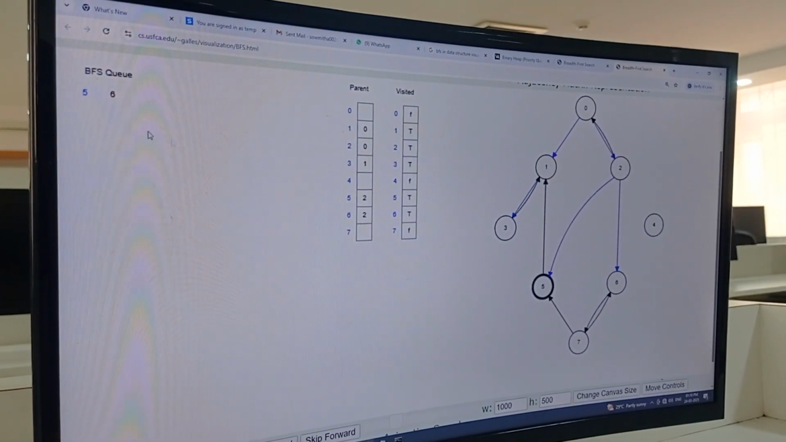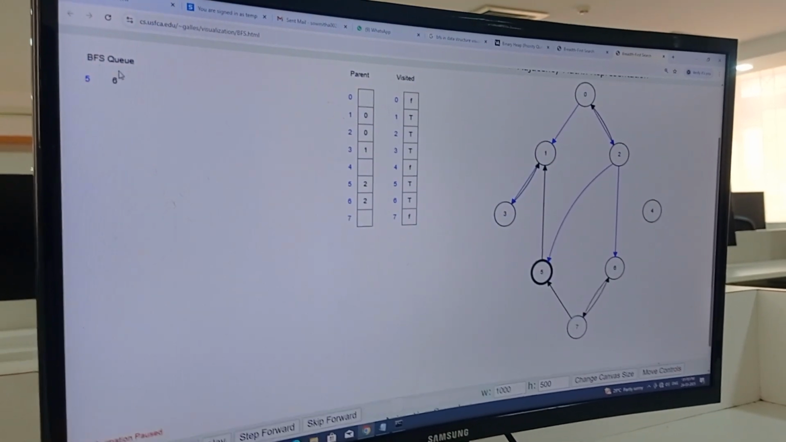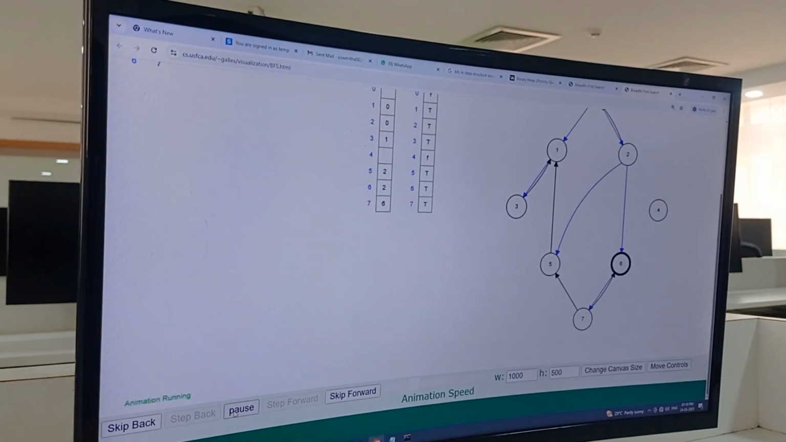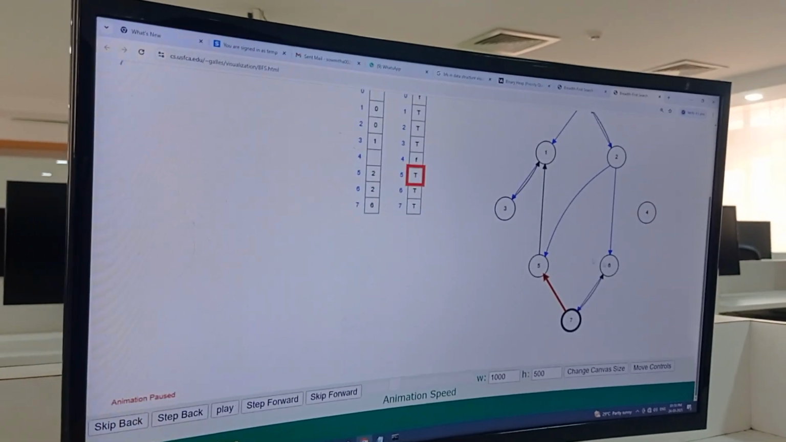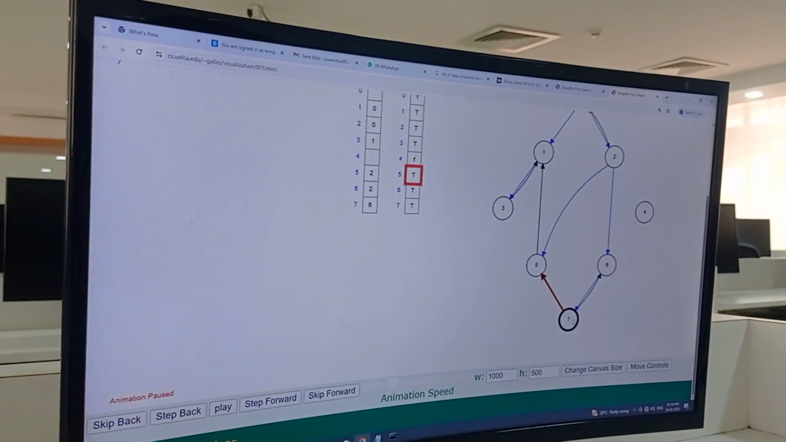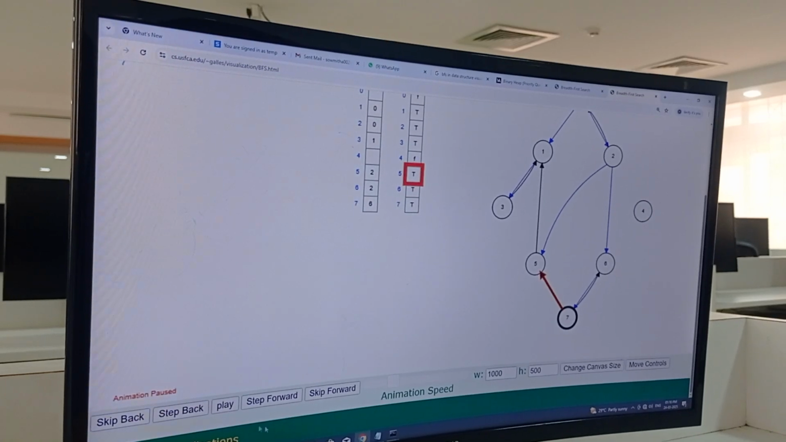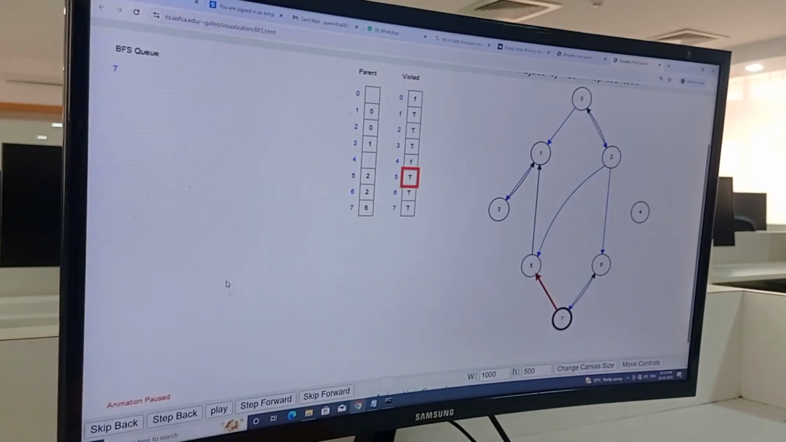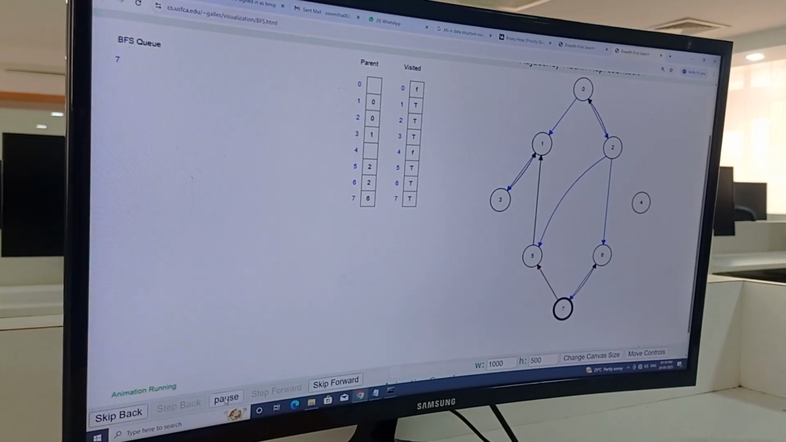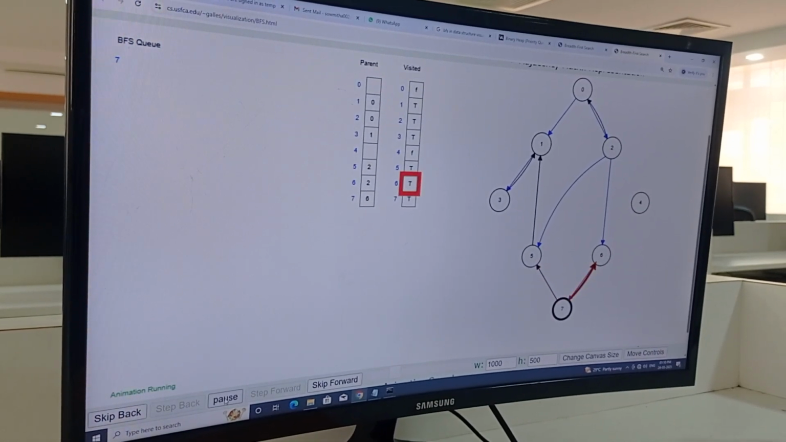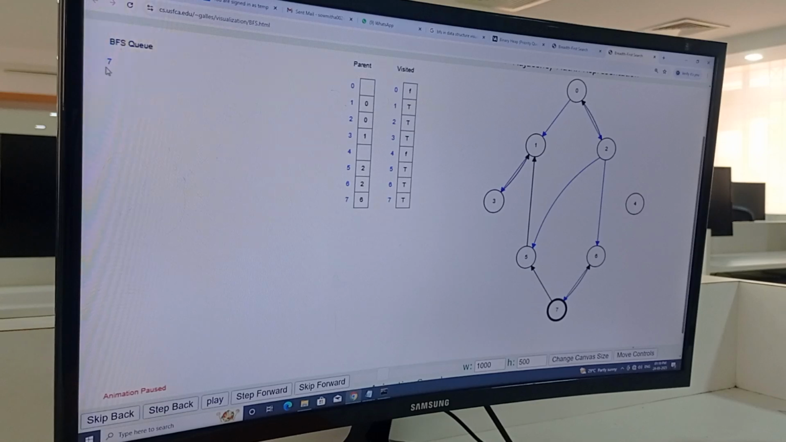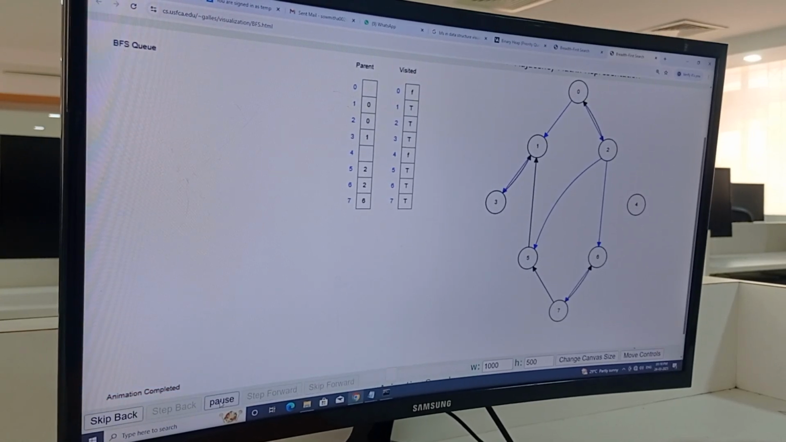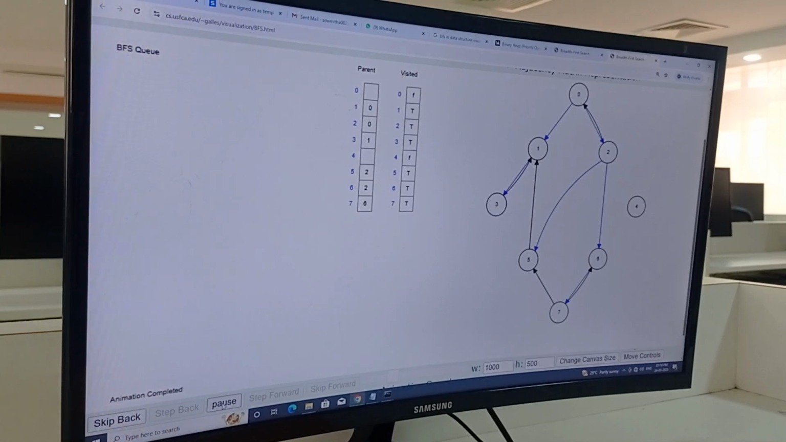Next in the queue is 6. Next we look at the outgoing edges of element 6. 6 has an outgoing edge to 7. So 7 is enqueued in the queue. After enqueuing 7, it is also the last one in the queue, so it is also dequeued. Next, the queue becomes empty.